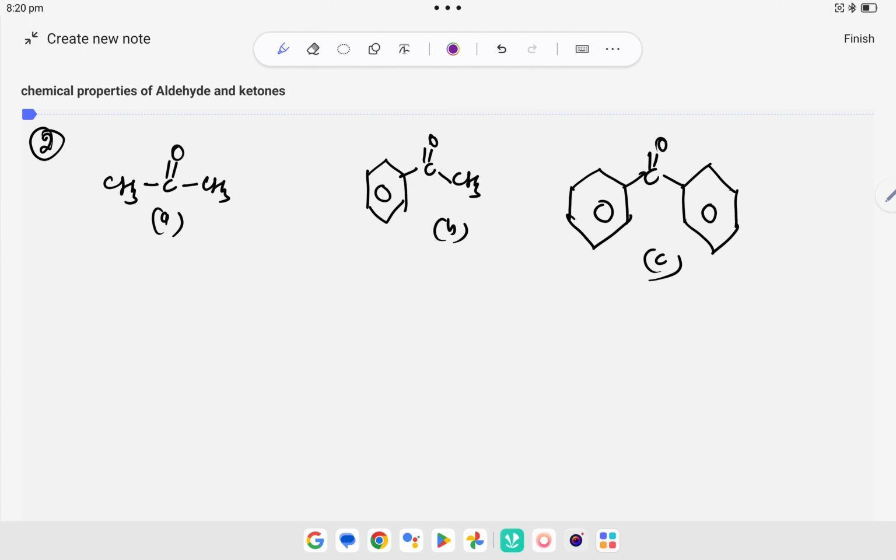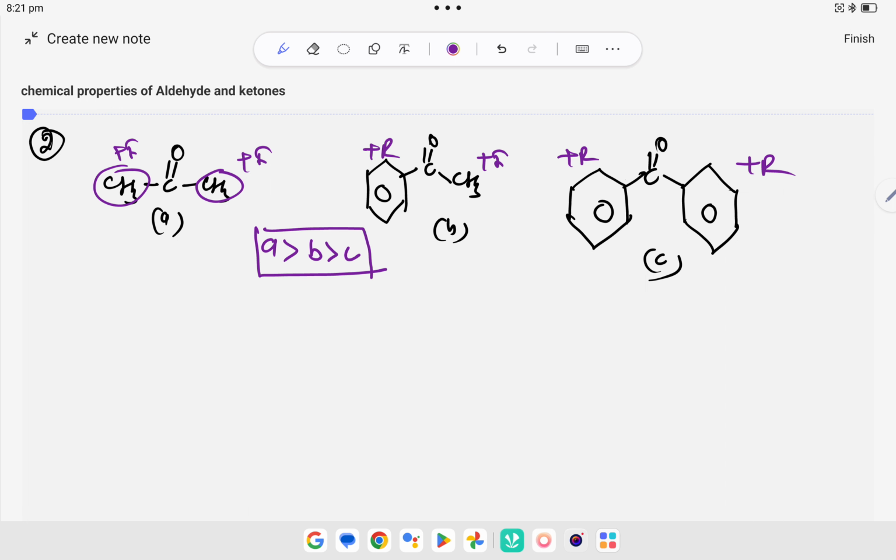So here we have to find out plus I, here plus R, and here plus I, and here plus R, here plus R. So what is the order? A, B, C. Simple. A, B, C is the order, because I told you R impacts more, R is dominant over I. So then A, then B, then C.